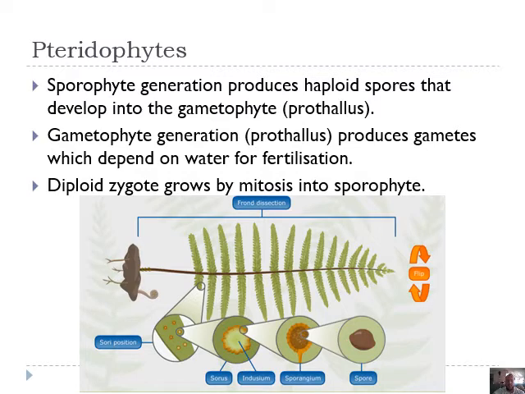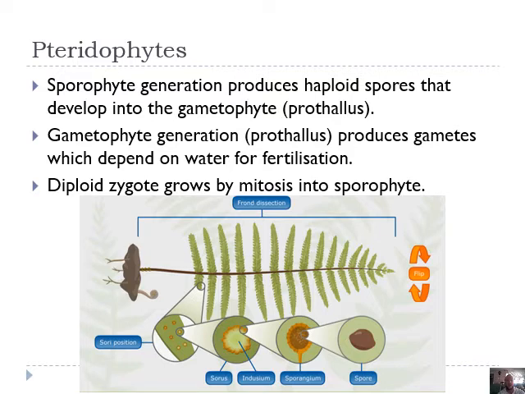All right, so here's a little something. The pteridophytes have a sporophyte generation produced by haploid spores that develop in the gametophyte. And this gametophyte generation is called the prothallus. I'll show you a picture of that in a bit. And the gametophyte generation, or the prothallus, produces gametes which depend on water for fertilization.